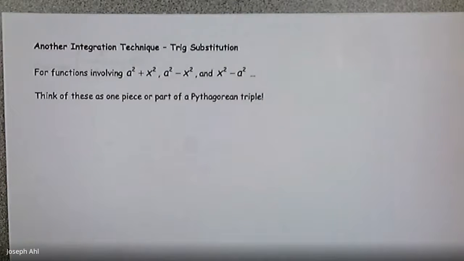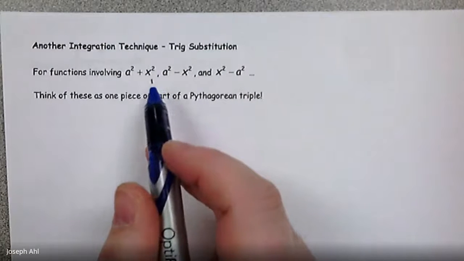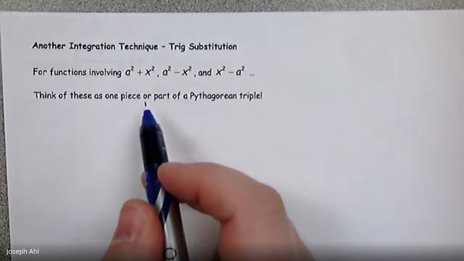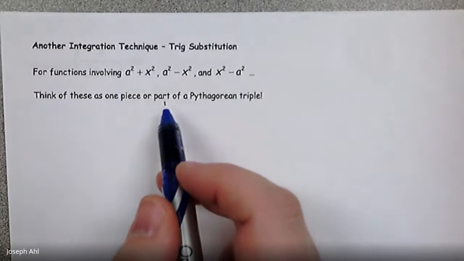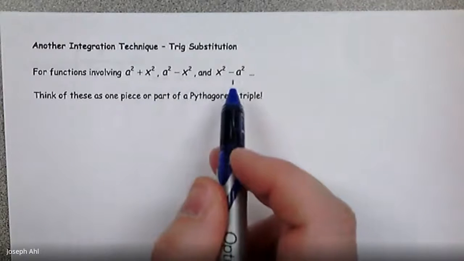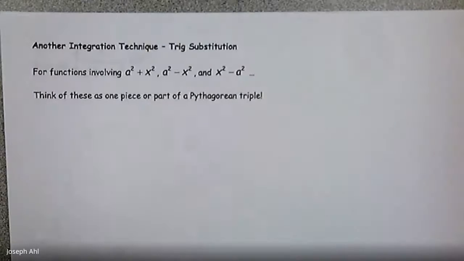So as far as trig substitution goes, we're going to be looking at integrals that have a squared plus x squared in them. Now, that a squared plus x squared isn't necessarily in the denominator because then it's tan inverse. You're going to see some quite different looking integrals if you have something of one of these forms right here. Okay. And the hint is to think of these as part of a Pythagorean triple.